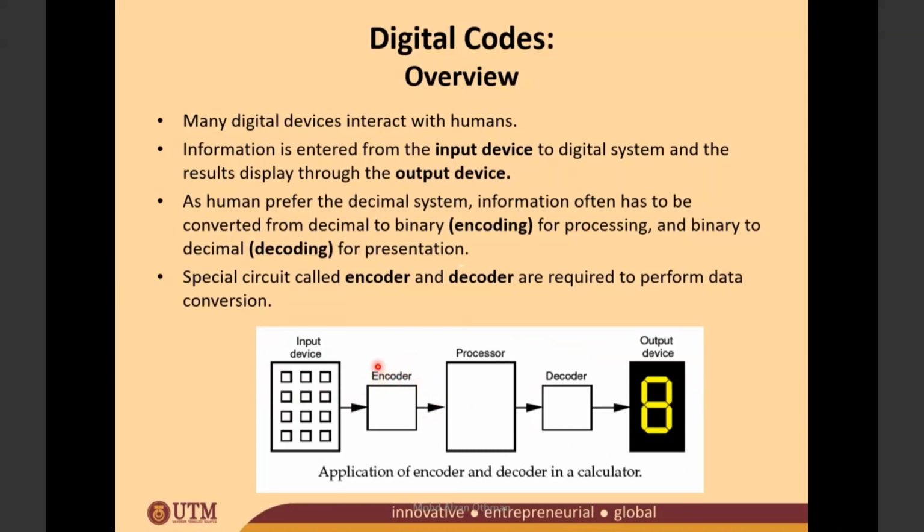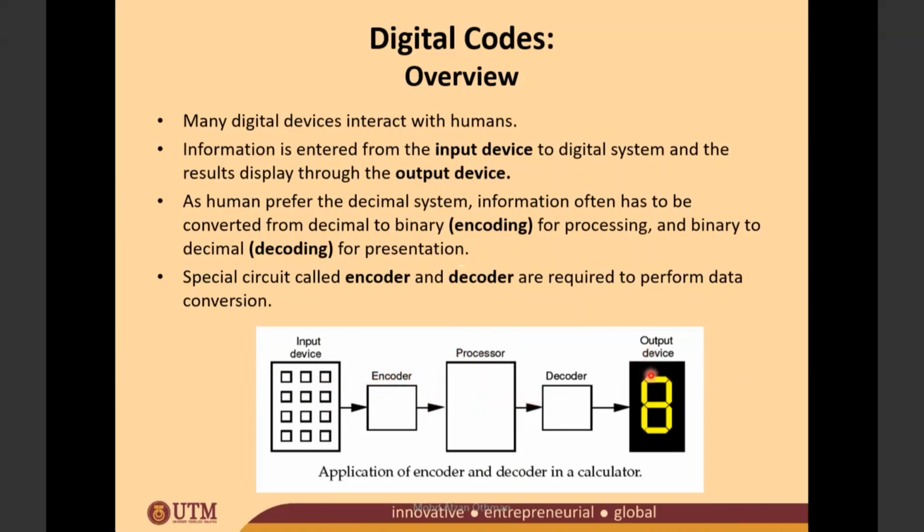encoder circuits. This encoder circuit will change the value from decimal to binary or to hexadecimal, based on the type of code or conversion type used in the encoder. Then the processor will do all the processing. For example, if you are going to do a subtraction or an addition, the processor will take all the values and do the processing, and after that the result will be displayed to the output device.